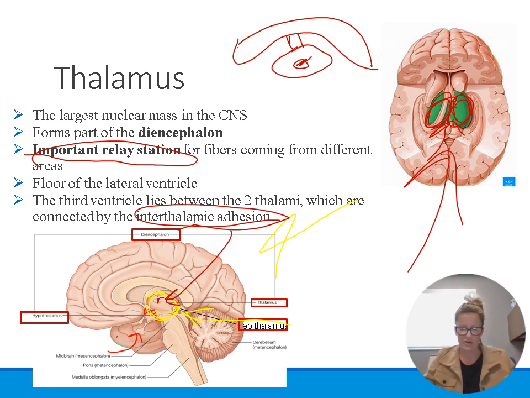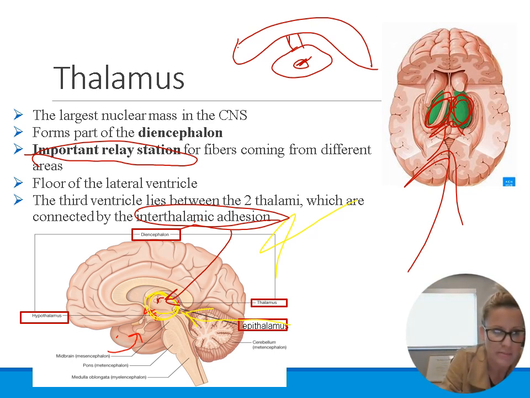Also, signals that are coming in the opposite direction from the cerebrum can go to the thalamus before going down. So the thalamus is a very, very important relay station with signals coming in and out. We'll talk more about its function in a second. The thalamus also forms the floor of the lateral ventricle.